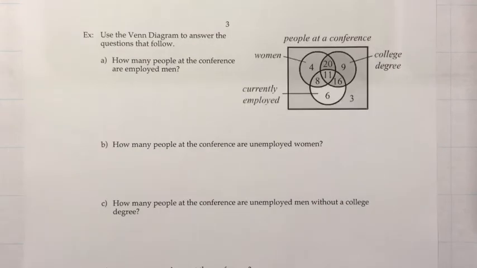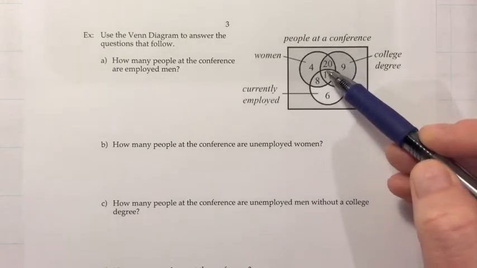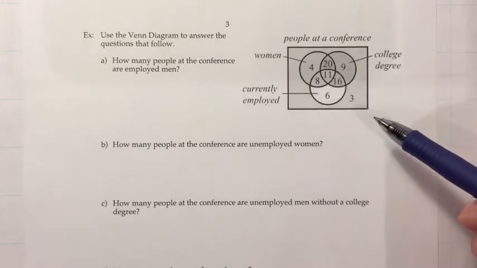All right, another example. Use the Venn diagram to answer the questions that follow. So let's look at the Venn diagram first. We have people at a conference. We have men and women. The women are in the circle. All the other numbers represent men.